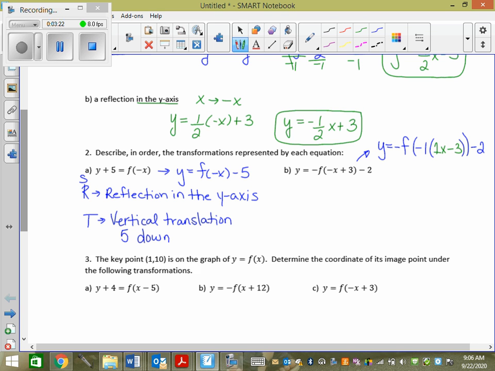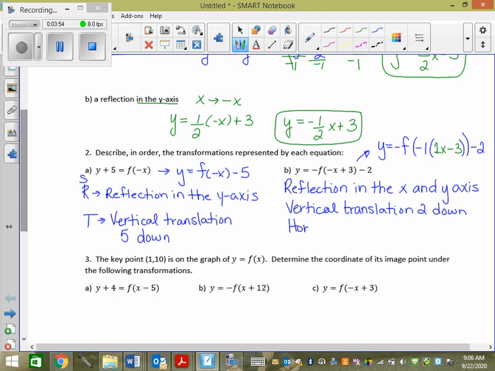Now we can say our transformations. We don't have any stretches because we have no numbers in front. For reflections, we can say we have a reflection in the x and y axis. We can put them together. For translations, we have a vertical translation two down, and a horizontal translation three right.